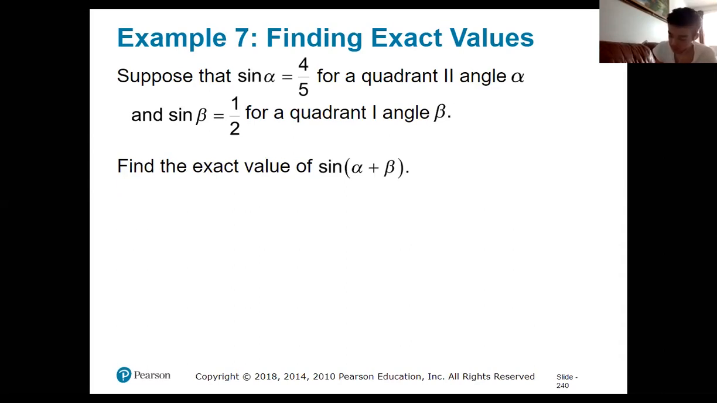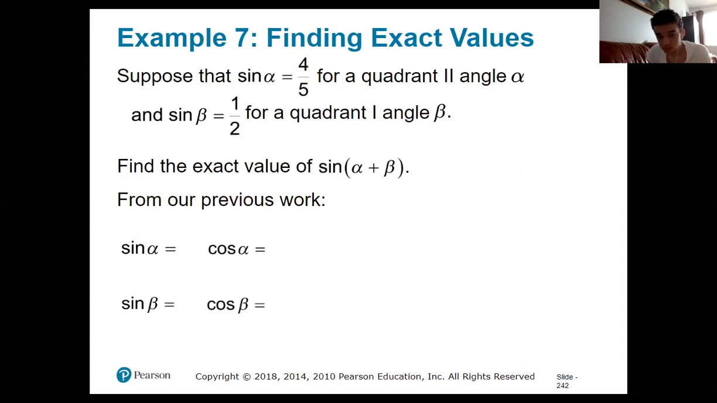Now notice it's the same statement up top, but now they want you to find the exact value of sine of alpha plus beta, right? I'll give you a minute or two to try to work that out on your own. Remember where you started. You've already done the work. You don't need to do all that work again. Just put in those values. You should have them from the previous problem, so you can start working on sine of alpha plus beta.